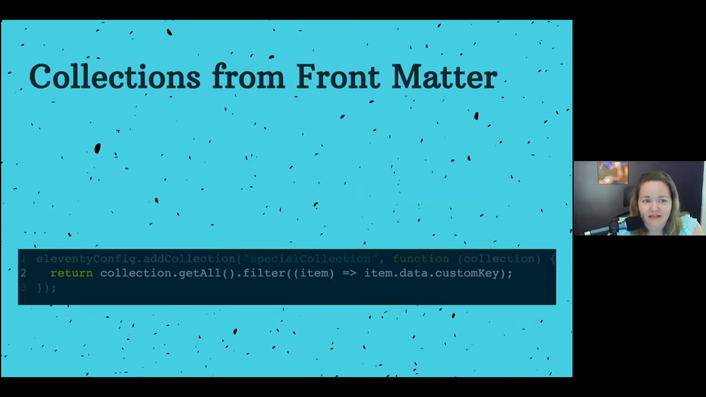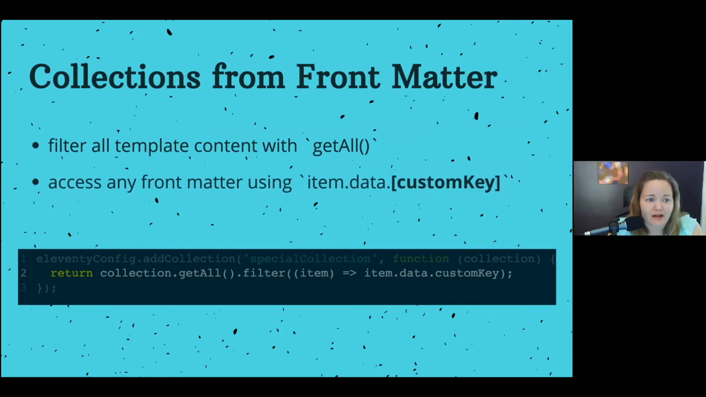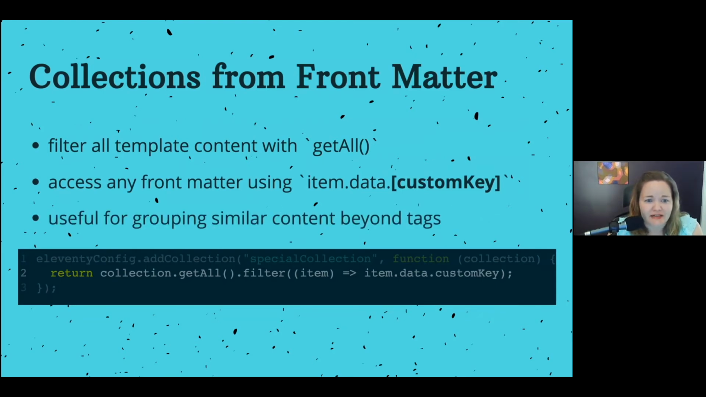To create a collection based on front matter data, you can use the getAll function. And then you can access any front matter by using this construct where within my filter, I'm accessing the front matter from within the data object. So my custom key represents whatever sort of attributes you've added via front matter. And this technique is useful for grouping similar content beyond tags. This is one of the first things I wanted to learn how to do. I liked keeping tags for my larger groups of site content, but occasionally would want to pull a smaller collection, such as maybe featured items, using front matter attributes.